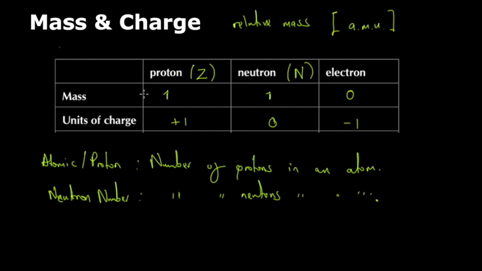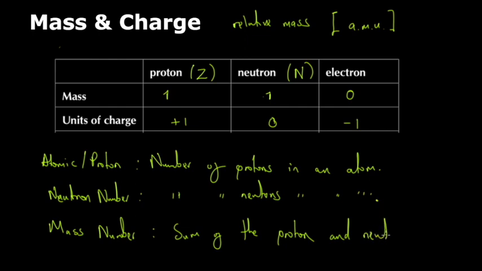When you check the mass, you see that these two have mass, while the electron comparatively doesn't have any mass here. So these two form what's called the mass number, the sum of the proton and neutron numbers. So that's the mass number. Mass number is the sum of the protons and the neutrons.